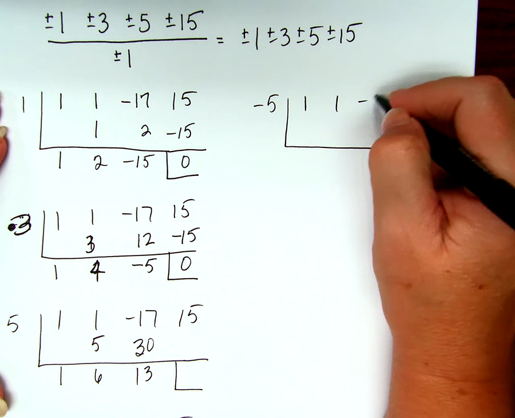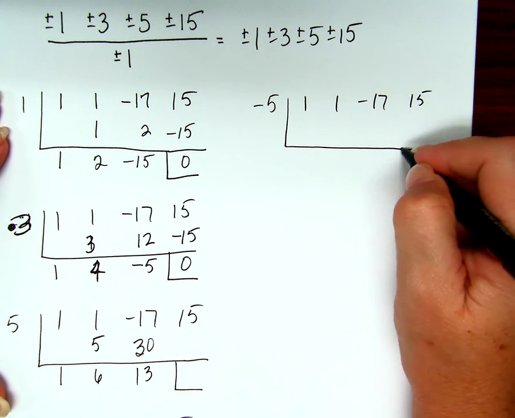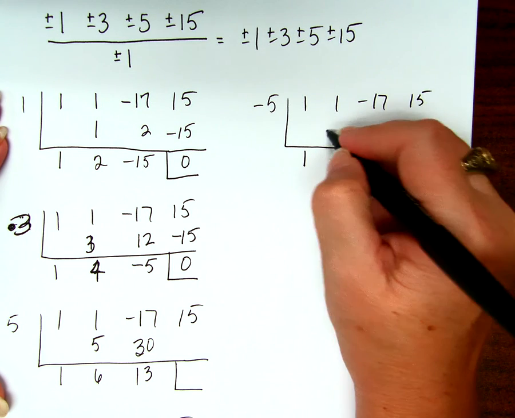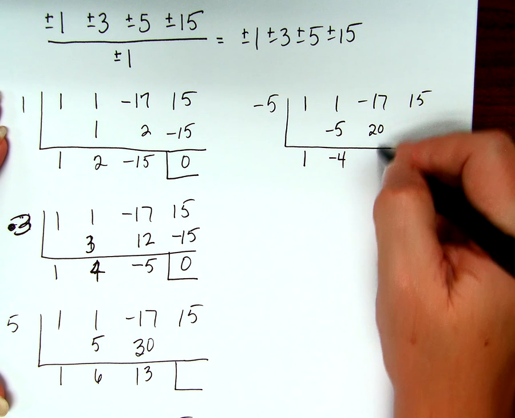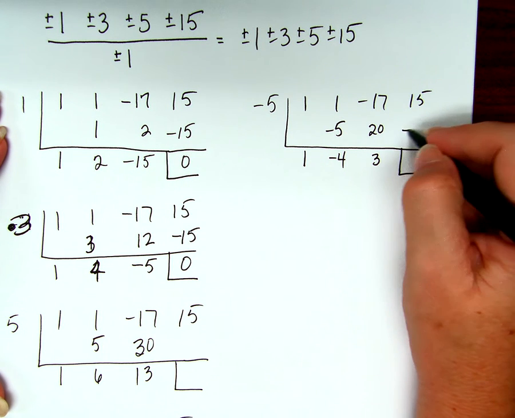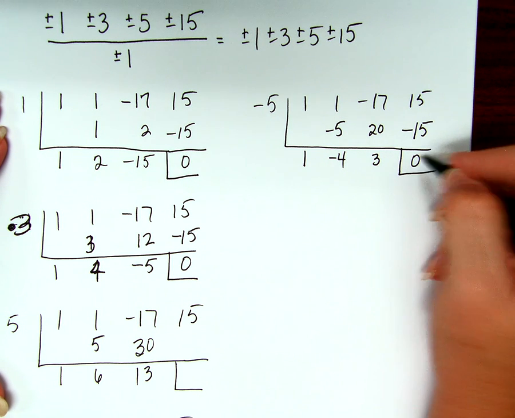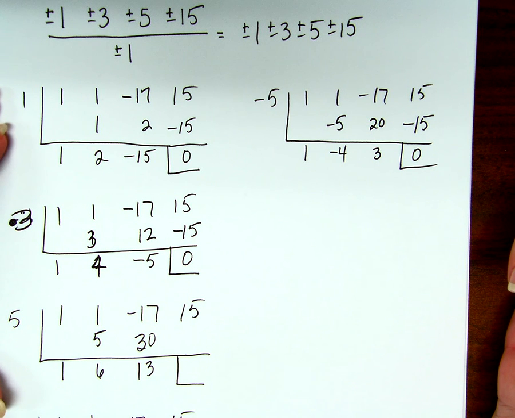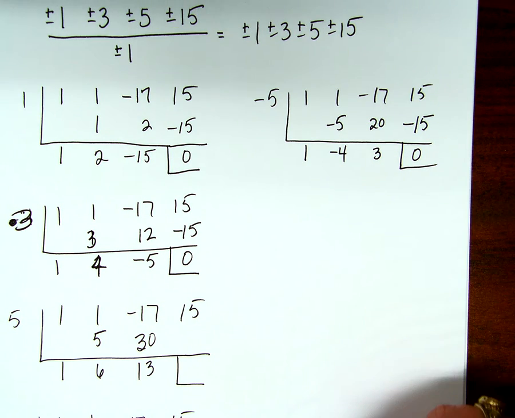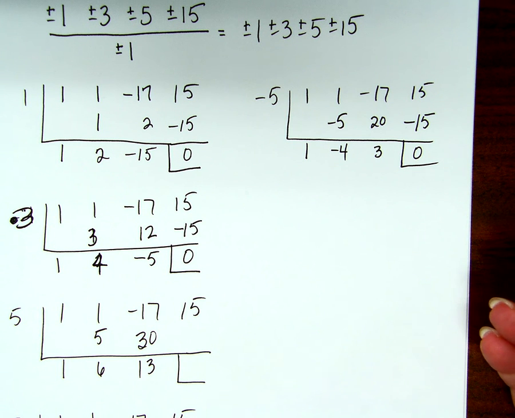1, 1, negative 17, 15. 1, negative 5, negative 4, 20, 3. Oh my goodness. So here's my question. I haven't done negative 1 or negative 3 or negative 15. Do I need to do them? Why not? We have 3, right? We already have our 3 answers.